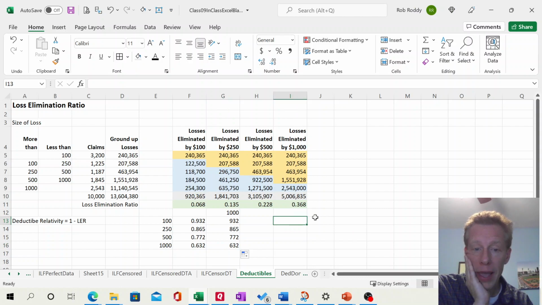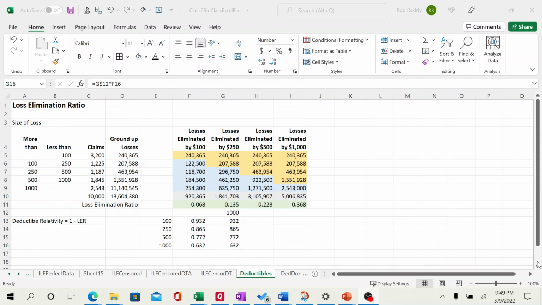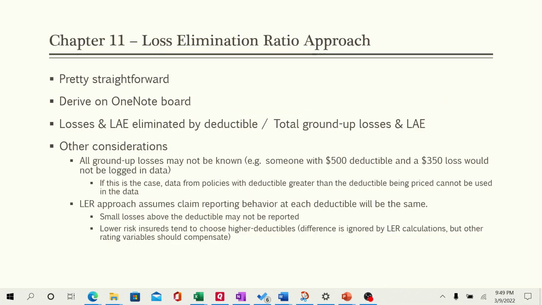The calculations aren't bad. The calculations are really the same thing as is done for increased limits factors. You're just taking the layer and multiplying by the additional portion for ILFs, or the losses that you're adding. The layers are the layers that you're eliminating for deductibles. So really, essentially the same concept. So I believe that takes us to the end.